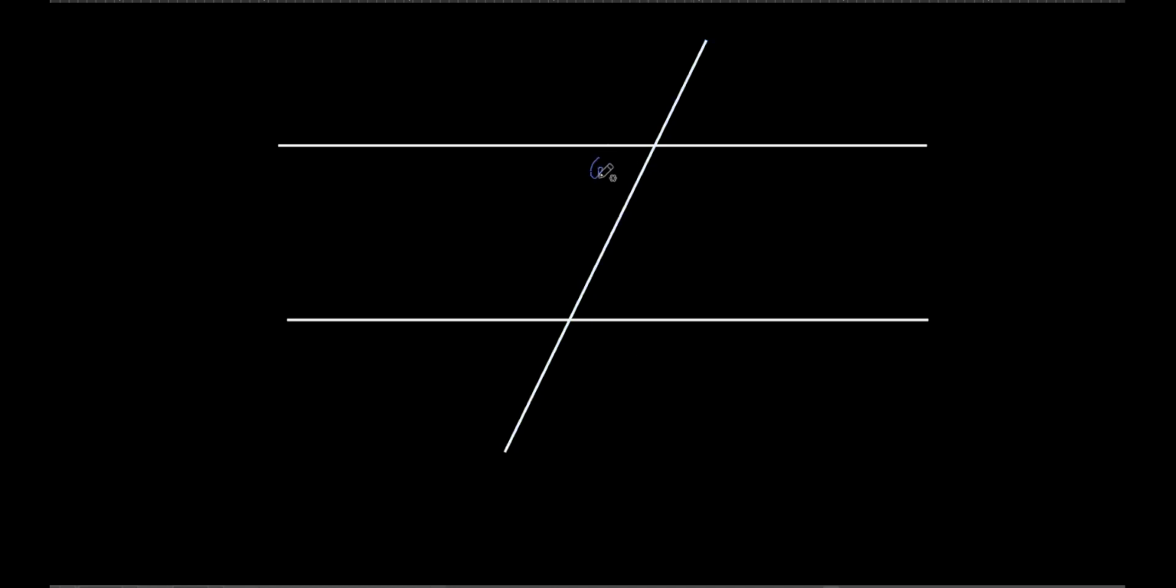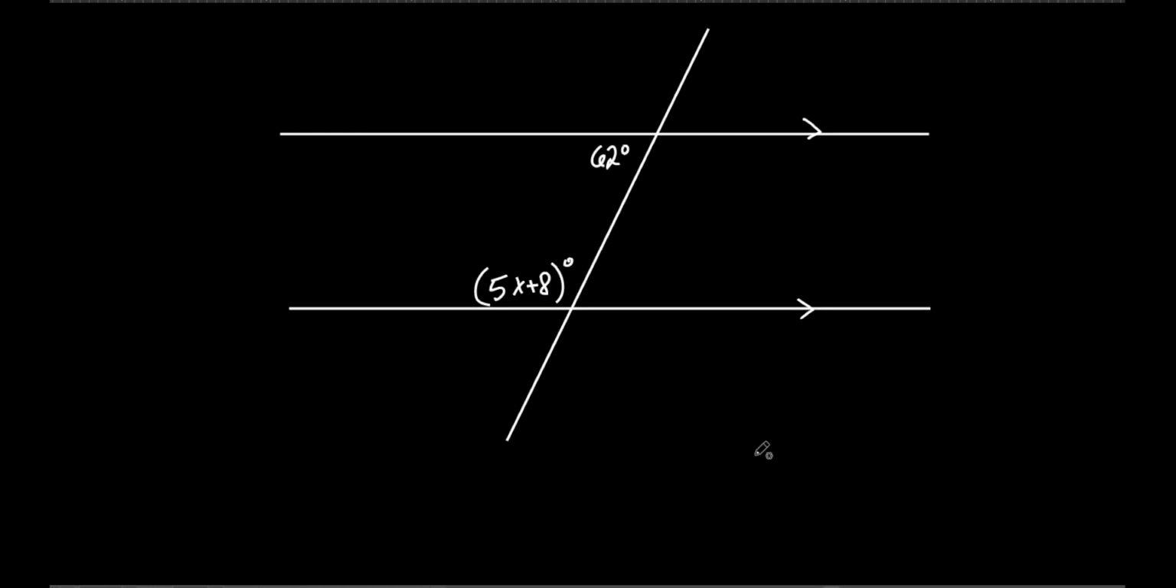All right, let's see. This is 62 degrees, and this is 5x plus 8 degrees. These are parallel. Okay? All right, let's solve for x. It's kind of like number 8, where you just have to solve for x. But you got to look at these two angles and find the relationship between them. On the last problem, number 8, the angles were equal to each other. Okay? Is the same thing true here? They're not equal to each other.